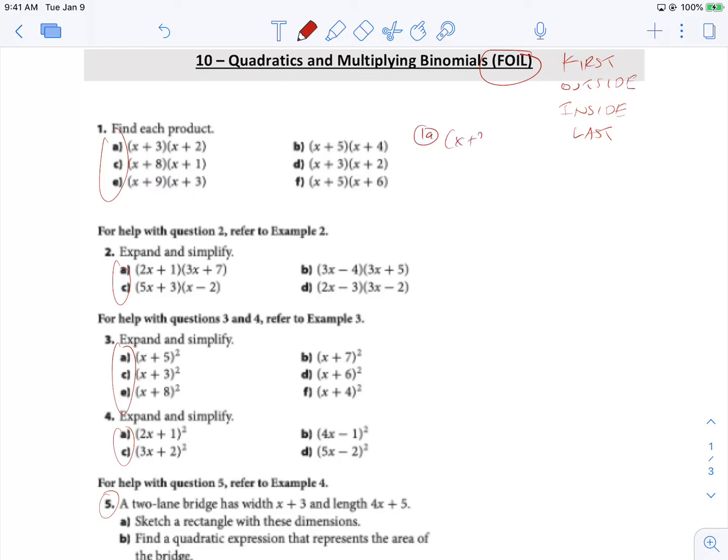So this is x plus 3, x plus 2. I'll show you how to do the first one, and then I'm going to move pretty quickly through these. We go first according to FOIL, so we multiply the two first things together. That's x times x, which is x squared. Then we go outside, x times 2, so that's positive 2x. Then inside, 3 times x is positive 3x. And then last, 3 times 2, which is positive 6. Now we just collect our like terms, x squared plus 5x plus 6. That's kind of how we do it.